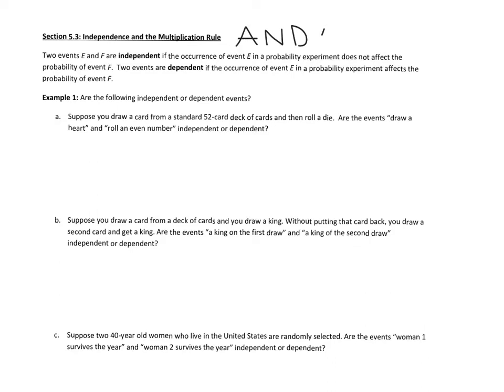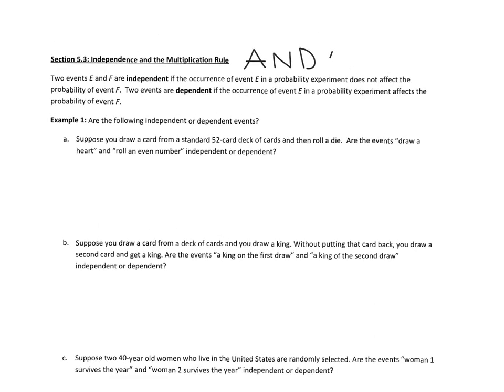Okay. All right, so before we talk about multiplication, we have to talk about events being independent or dependent. When we're talking about "or," we're talking about mutually exclusive or disjoint, which has to do with common outcomes. Now we're talking about independence and dependence. Two events are independent if the occurrence of event E in a probability experiment does not affect the probability of event F. So when we talk about independence and dependence, we're talking about probability.